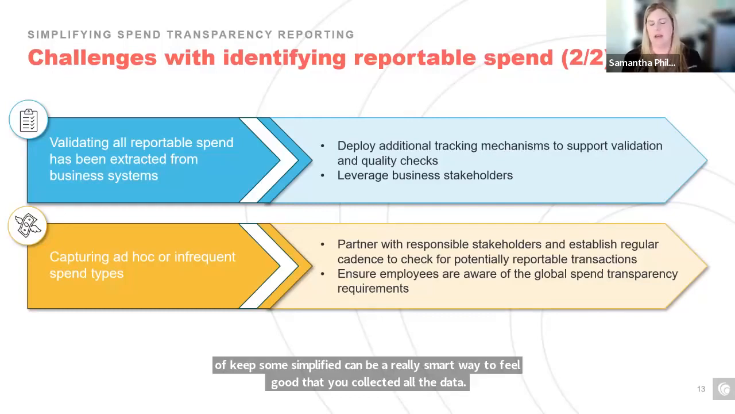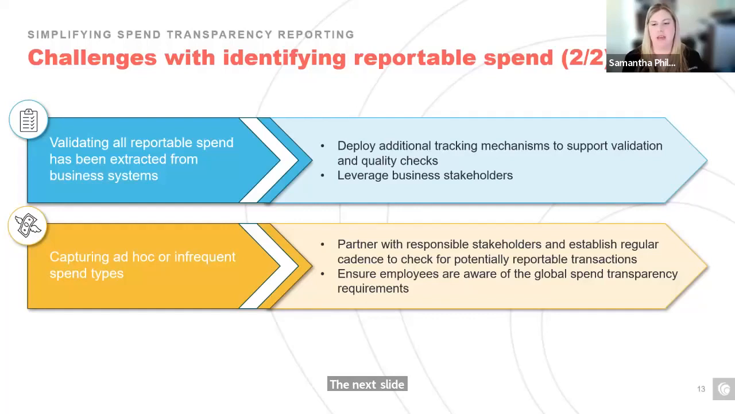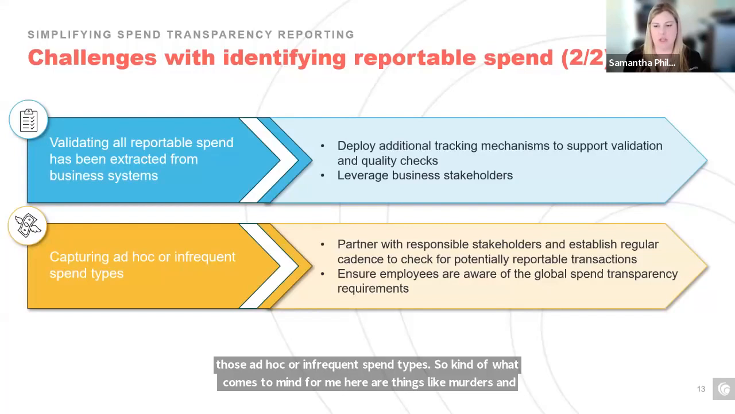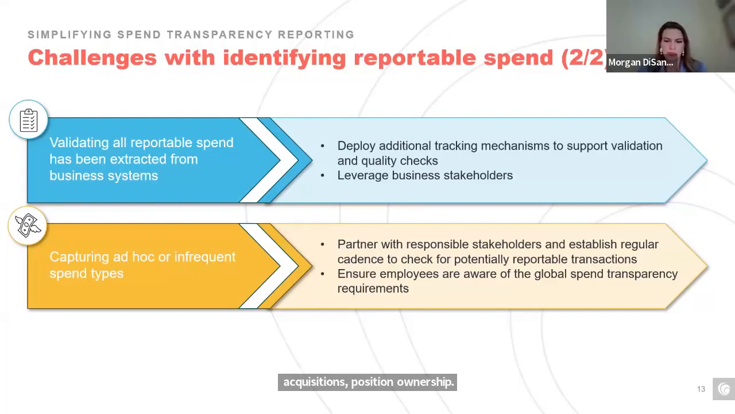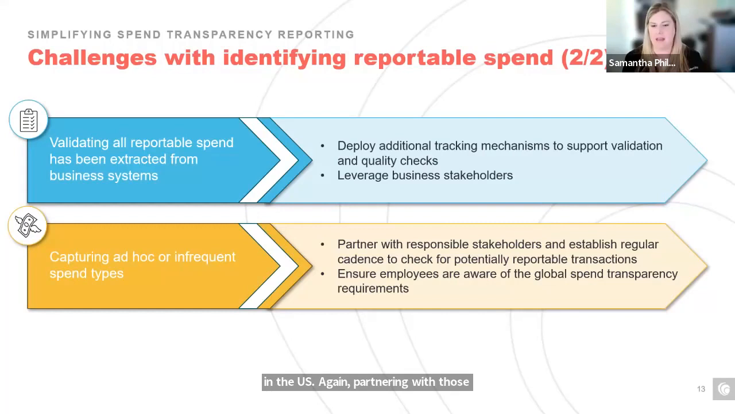The next piece here is on capturing those ad hoc or infrequent spend types. What comes to mind for me are things like mergers and acquisitions, physician ownership. Bad debt tends to be one that gets forgotten, especially in the US. Again, partner with those stakeholders and make sure you have a regular cadence to check in. If it's legal, or you have an acquisitions team responsible for mergers and acquisitions, just put a reminder on your calendar that every January 1st you're going to reach out and say, hey, did anything happen that compliance might not be aware of that I should report?